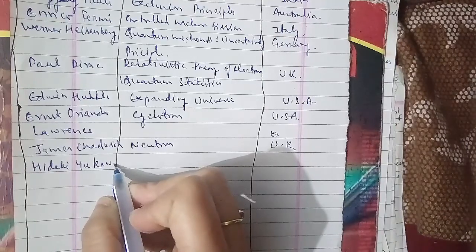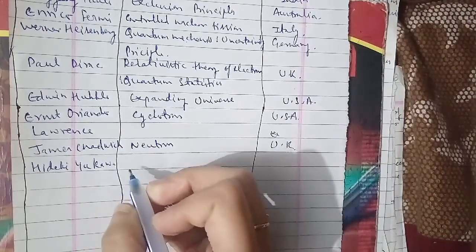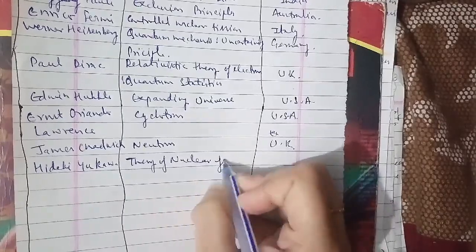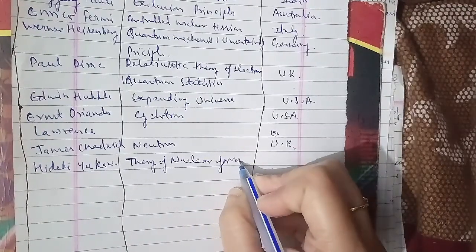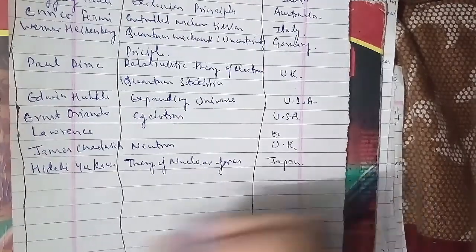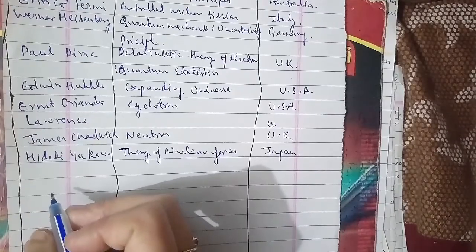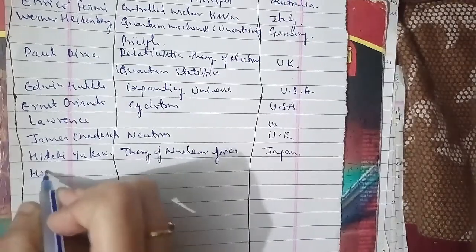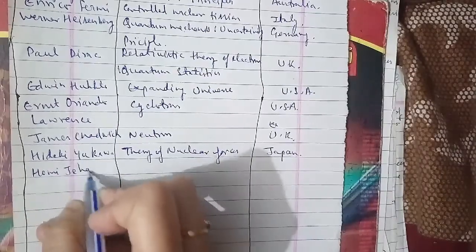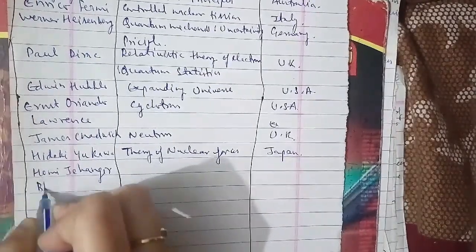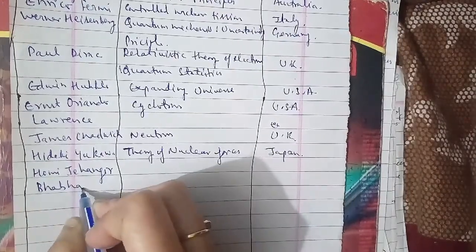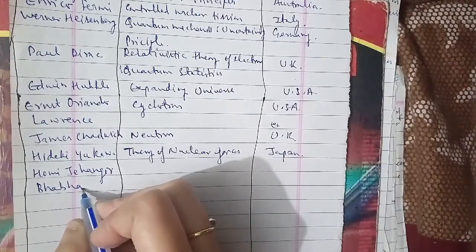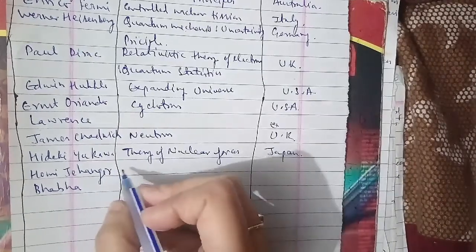Now we talk about another physicist, Homi Jahangir Bhabha. His contribution and discovery is the cascade process of cosmic radiation, and the country of origin is India. Now we talk about another one, which is Lev Davidovich Landau.